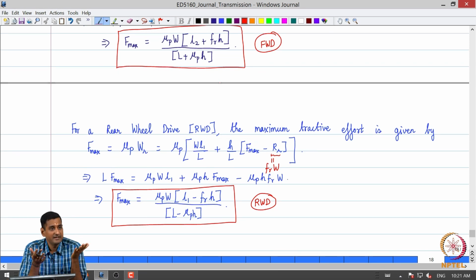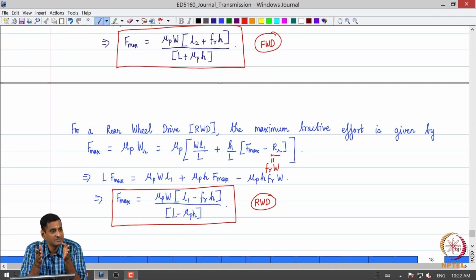So, let us take a typical passenger car that we see on the road. All of us have observed that it is a front wheel drive vehicle, irrespective of the fact that the dynamic load transfer takes place from front to rear during acceleration. As a result, having that L minus mu p h in the denominator would have helped, but still we go for a front wheel drive. What do you think is the reason?